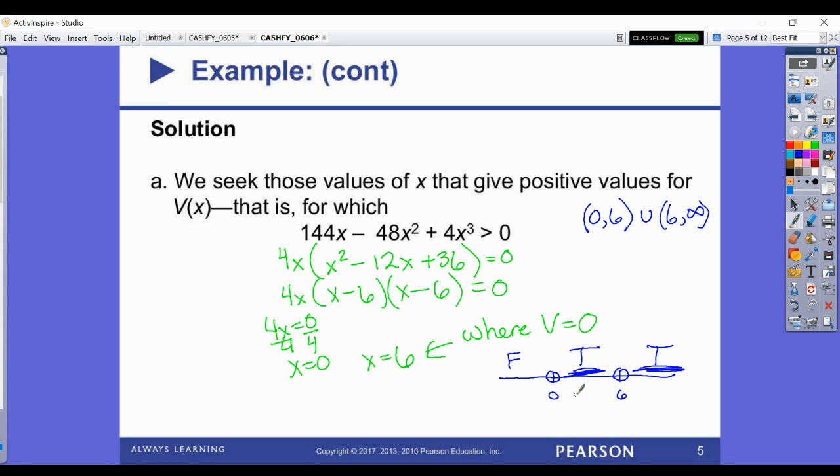If I do that with inequalities, this means that 0 is less than x is less than 6. X is stuck in between 0 and 6. Or x is greater than 6. So I'm in this section or I'm in this section. That's inequality or set notation, and that's interval notation. So that's the answer they're looking for, part A.